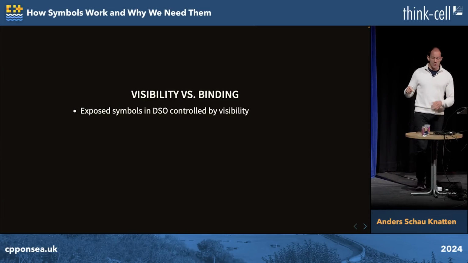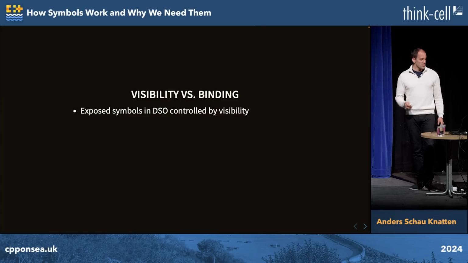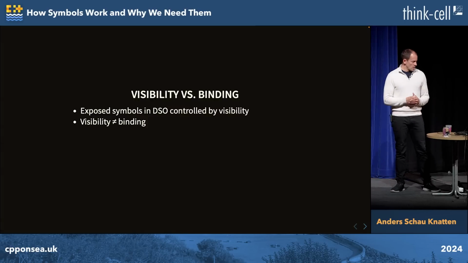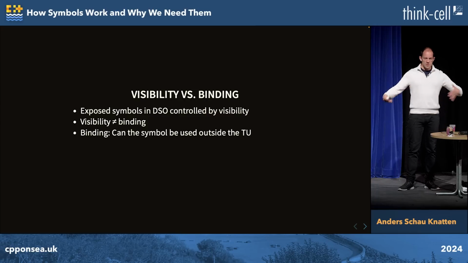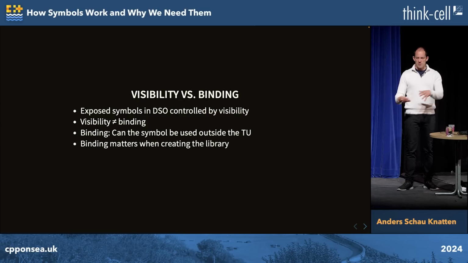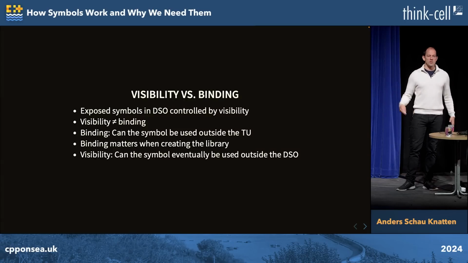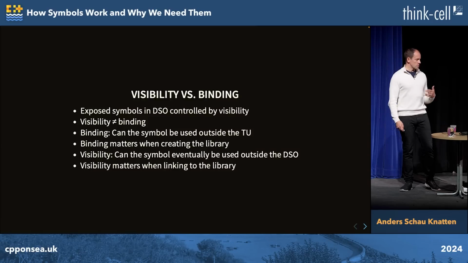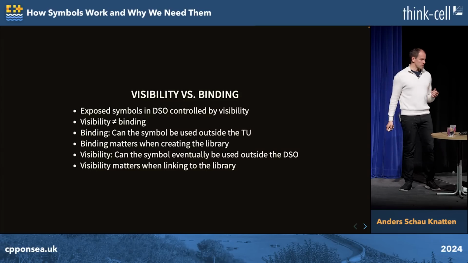So how do you control the symbols that get exposed in your DSO? You do that with visibility. And visibility is a completely different thing than binding. Binding says, can this symbol be used outside of this translation unit? And that matters when you're statically linking things. Visibility says, can this symbol eventually be used outside of the shared object when people link to the shared object? So that matters for people who link to it, okay? So binding matters when you create it, and then visibility when you link to it later.